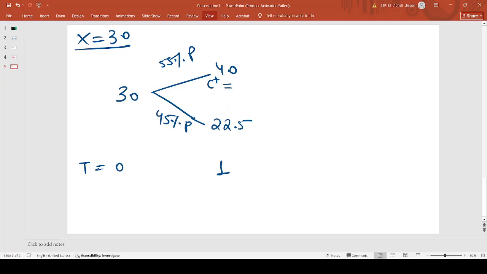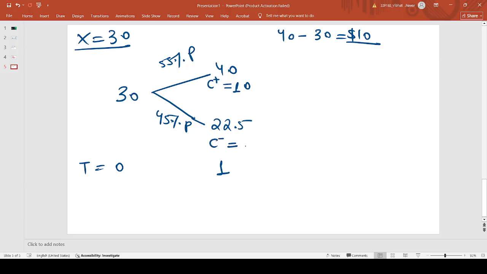What is the benefit, the payoff that the call option is giving you? In the market, the stock price is 40. You can buy it at 30, which means 10 rupees profit. Let's talk in terms of dollars only. So you are in $10 of profit. Therefore, this payoff C plus at time 1 is 10.